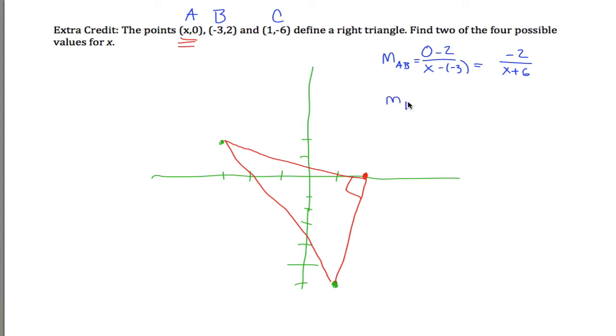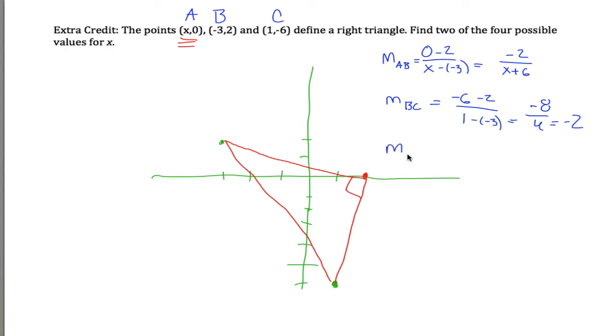And I could figure out the slope between B and C. That one's a little bit easier because at least in that one I know all the numbers. Let's see, y2, maybe I'll make that -6 minus 2 divided by 1 minus -3. That's -8 over 4, which is -2.